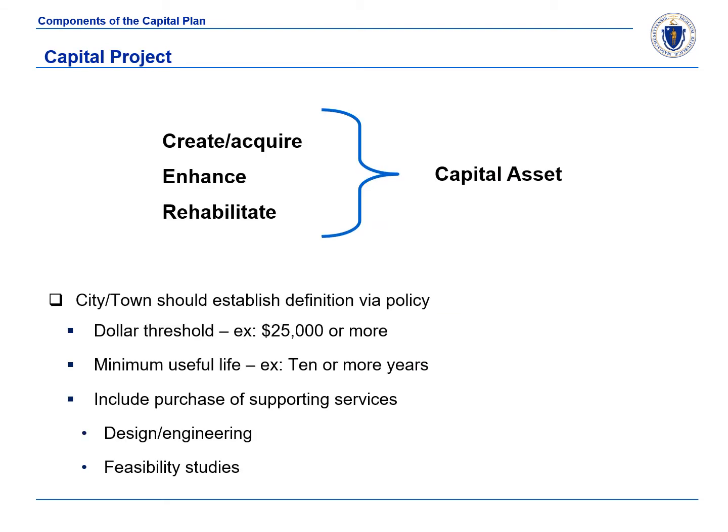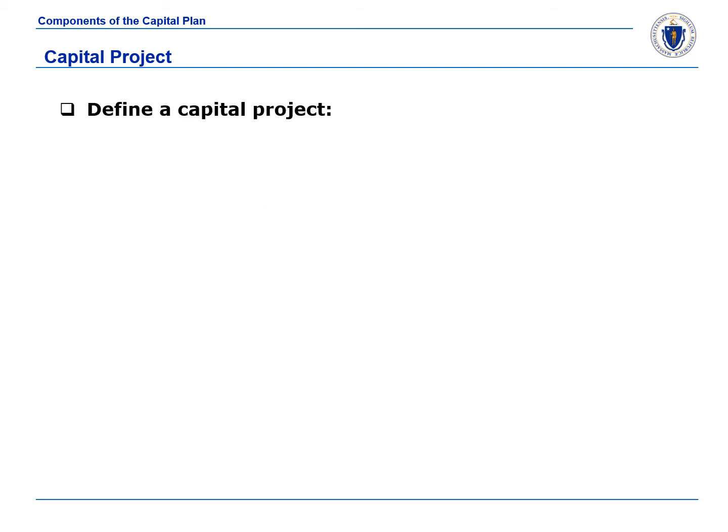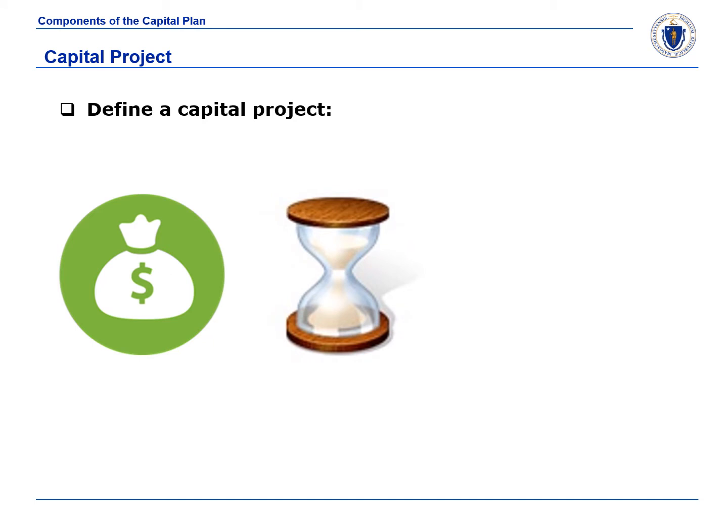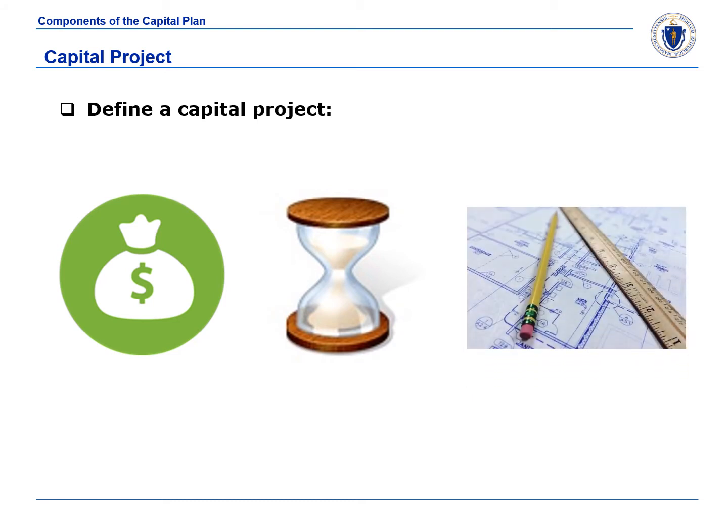A capital project is a proposal to create, enhance, or rehabilitate a capital asset. The community's financial policies should include a capital project definition. This definition should include a dollar threshold that prevents borrowing for small-scale items that would be better included in the operating budget, set a minimum useful life of the asset to ensure that the purchase is a long-term investment with lasting benefits to the community, and allow for the inclusion of necessary supporting services, such as design and engineering work, or feasibility studies that make large projects possible. This will facilitate a separate capital process for large, long-term investments.